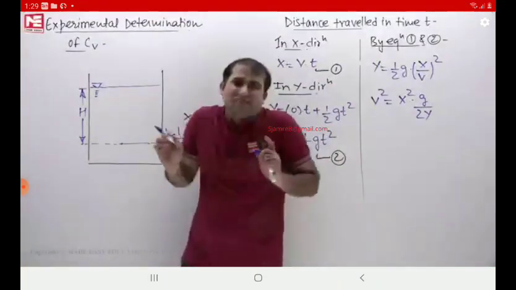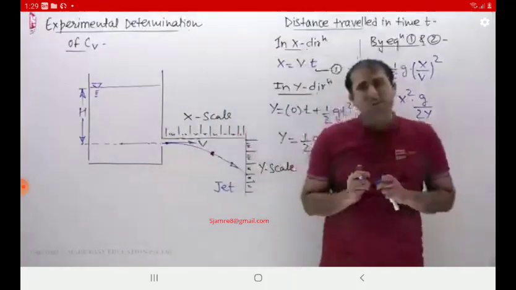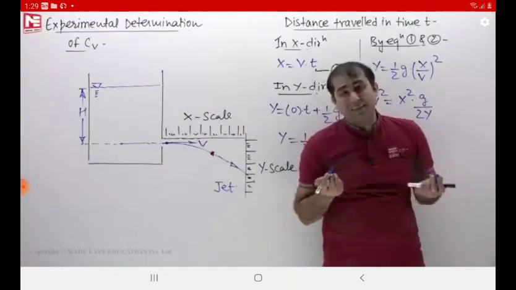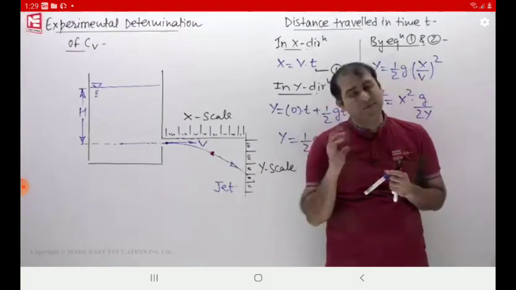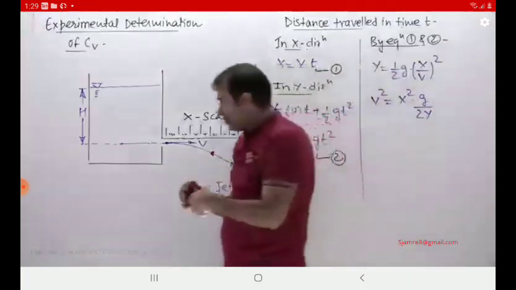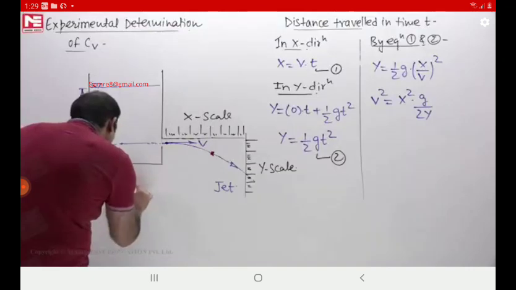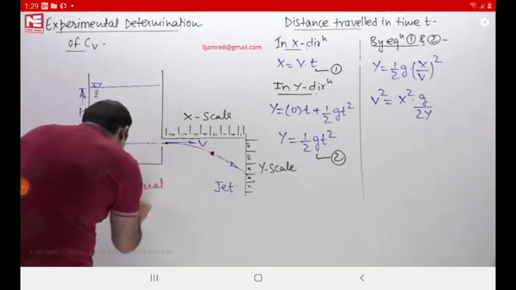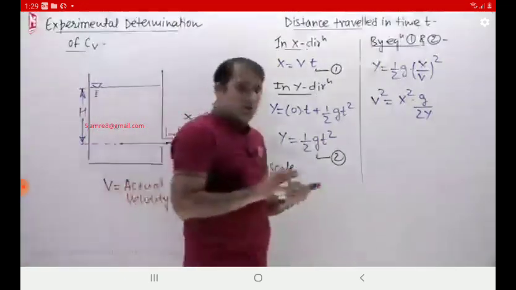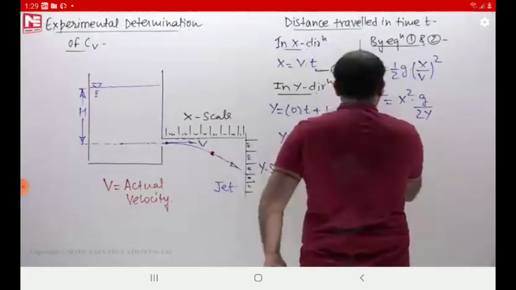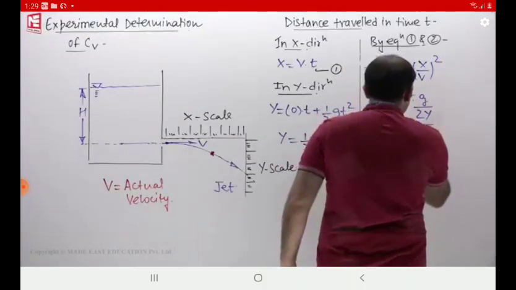Now you tell me, the experiment is going on, so is this velocity v theoretical or actual? This is the actual velocity. When you talk about experimental, it is actual. So this v is the actual velocity. In this way, v equals x root of g upon 2y.